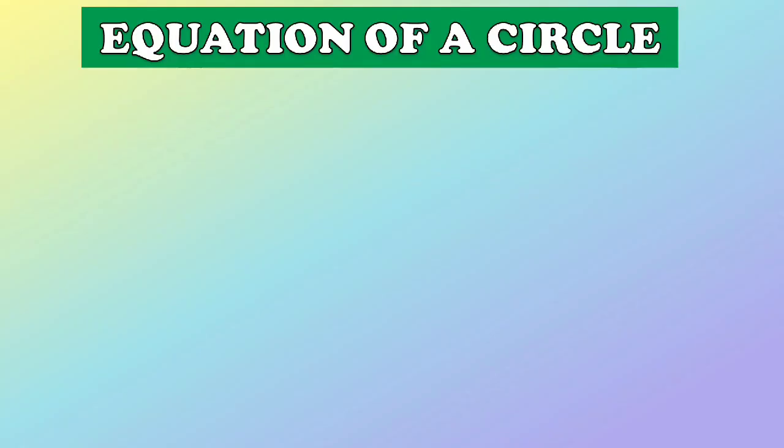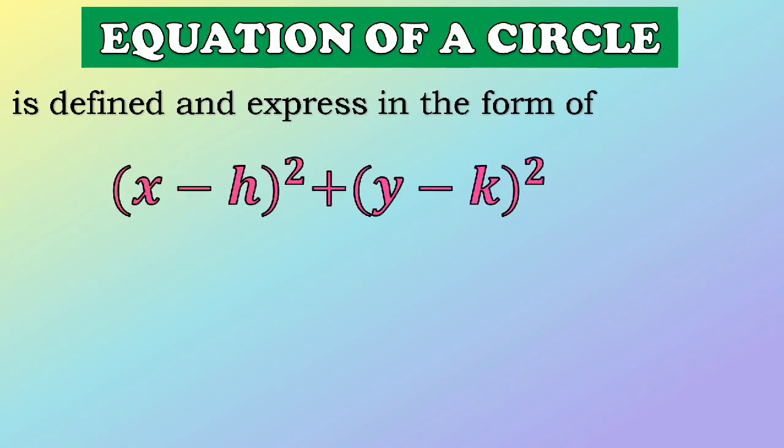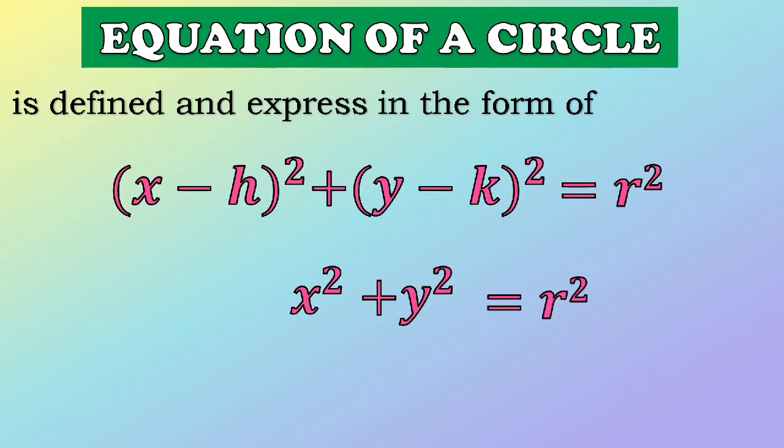So always remember that the equation of the circle is defined and expressed in the form of the quantity x minus h squared plus the quantity y minus k squared is equal to r squared. Okay? And if the center is at the origin, we're going to use the equation x squared plus y squared is equal to r squared.